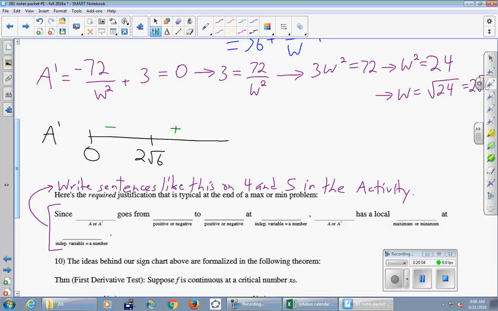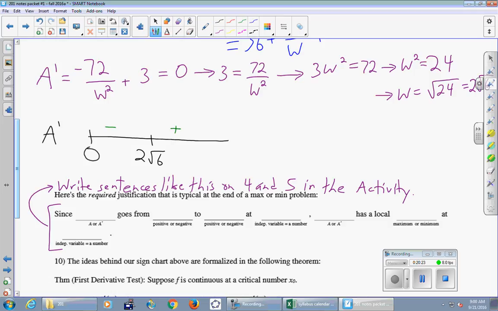Since blank goes from blank to blank at blank, blank has a local blank at blank, which reminds me an awful lot of junior high school when we used to fill in those Mad Libs when the teacher wasn't paying attention. So don't write the word toilet in any of those blanks. That's okay. Here are some choices. You're not always going to have the choices written out for you, but let's try it.